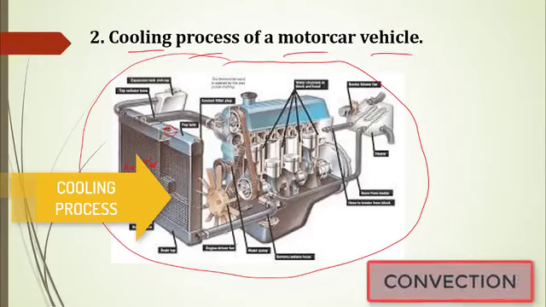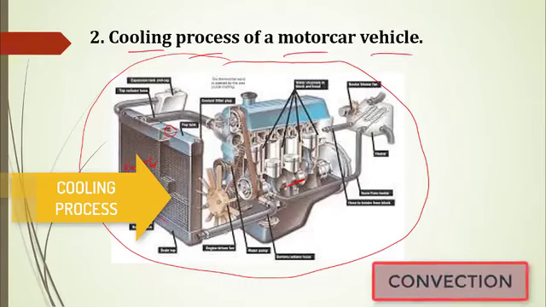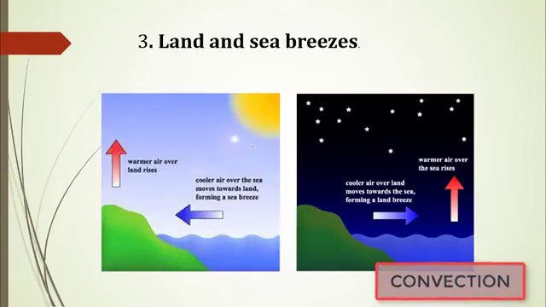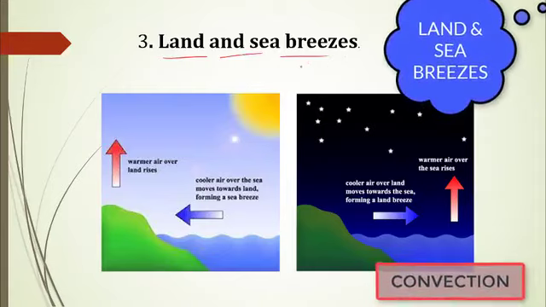inside this radiator here, it helps to improve the cooling system of the engine by convection, where cold water seems to settle at the bottom and then through a pipe goes into the pistons and other parts of the engine and helps to set up a convectional current that will actually help to cool the system of the car and stop it from overheating. And now we have this one that is so important: land and sea breeze.